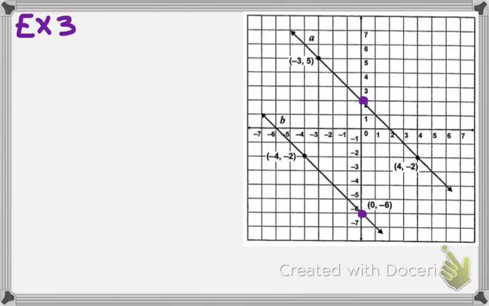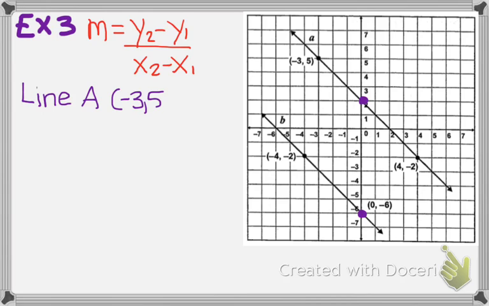Use the 2 points from each line to determine the slope and compare them. We're going to use slope formula, which is y2 minus y1 over x2 minus x1. So for line A, we'll use the 2 points given to us.